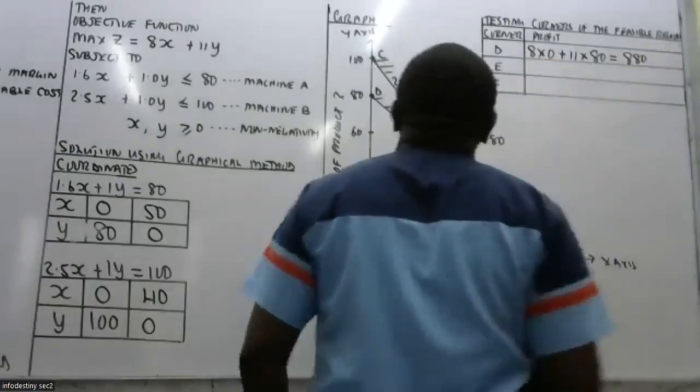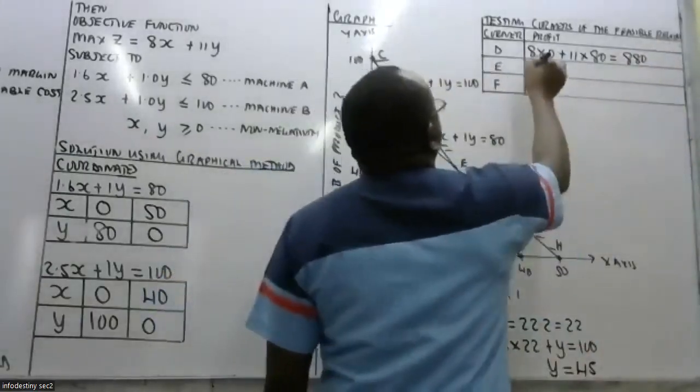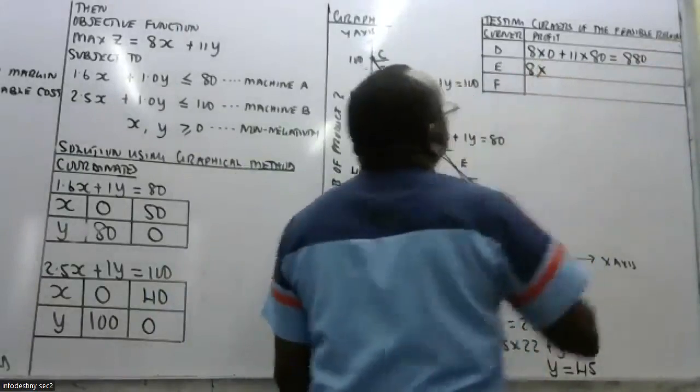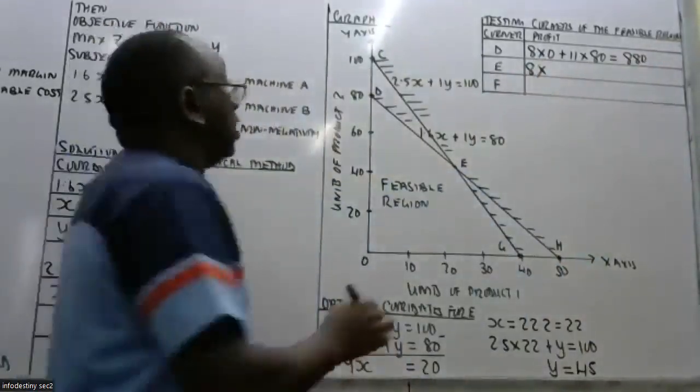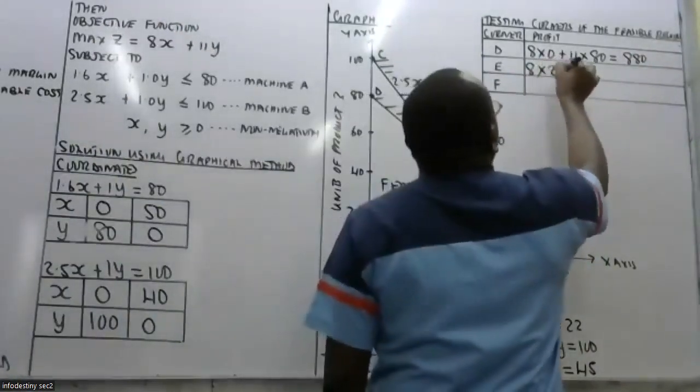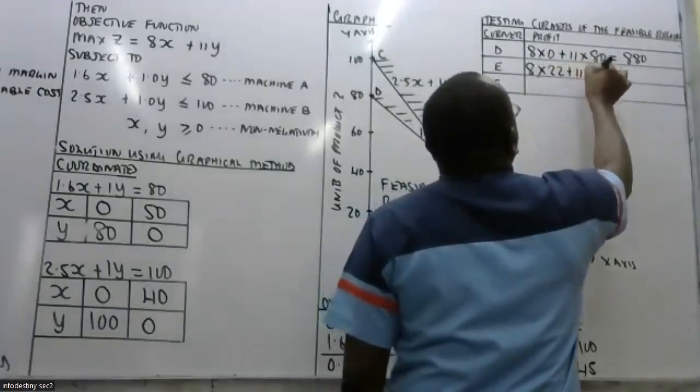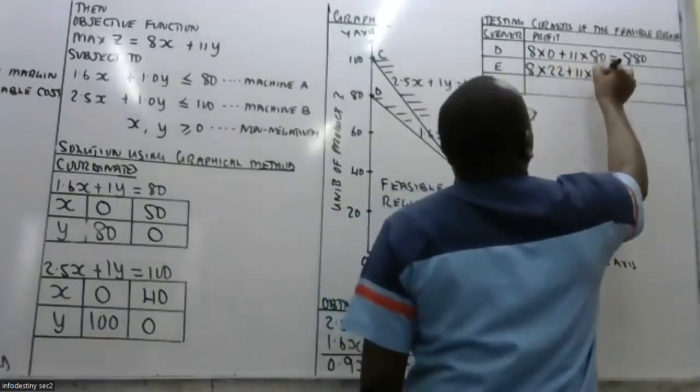Then for corner E, it is 8 times x, which is 22, plus 11 times y, which is 45.